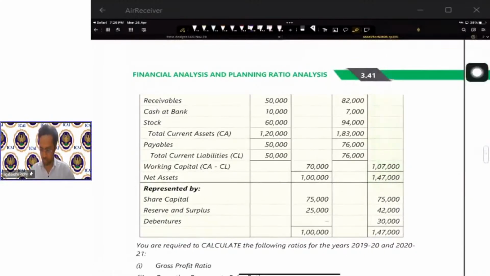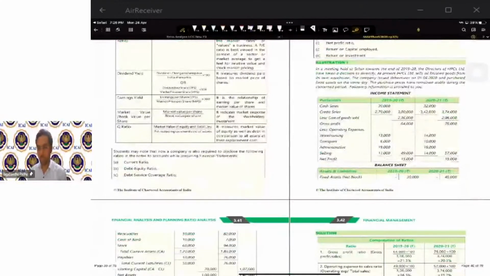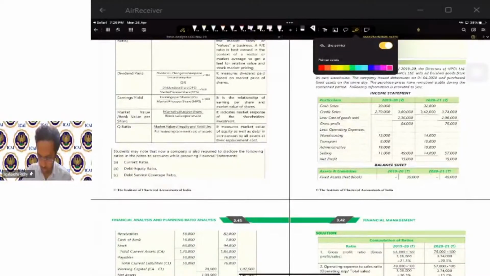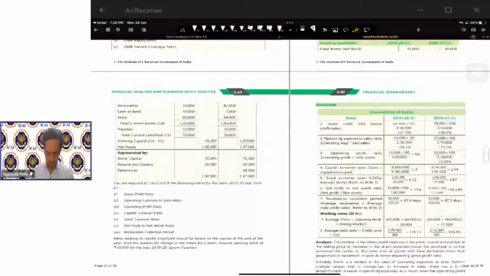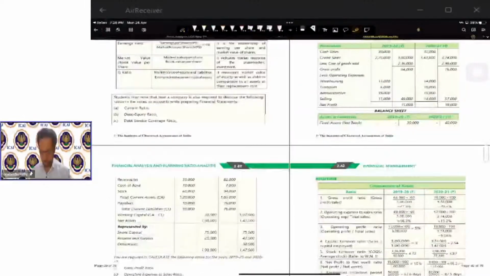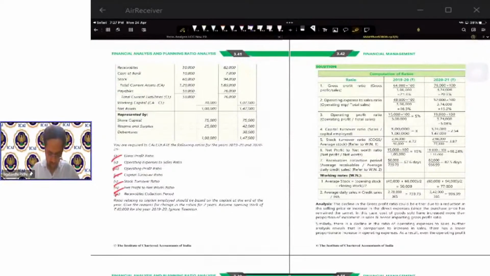So let me just put it together. If you look at the first question, they have given us the income statement for 1920 and 2021. Based on that, they have asked us to calculate certain ratios. I want you guys to look at the question and try to calculate these ratios based on the numbers.